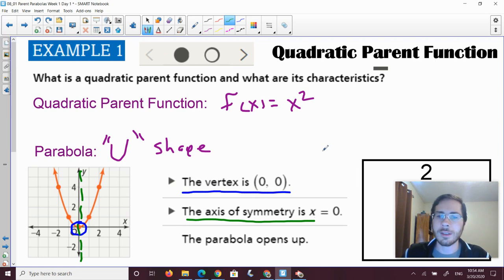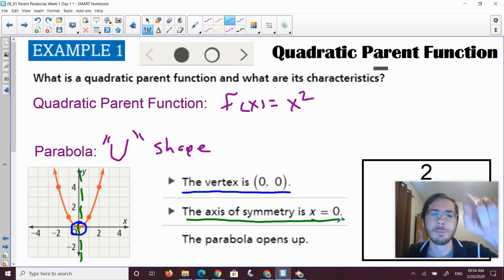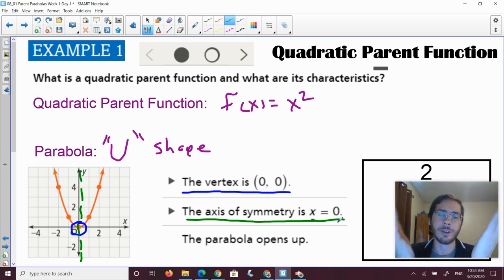We call it x equals 0. We do give the axis a whole line because we had to do a whole dashed line. It's not just a point, like the vertex is just the top or the bottom. This is a whole line. It folds up around. And the last thing it says is that the parabola opens up. That just means it opens this way. So it's like a regular U shape. So that's what it means when it says it opens up.